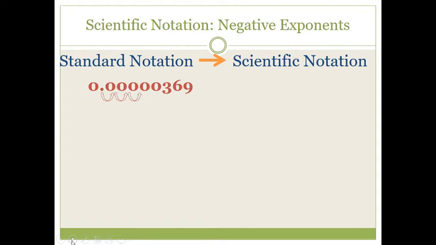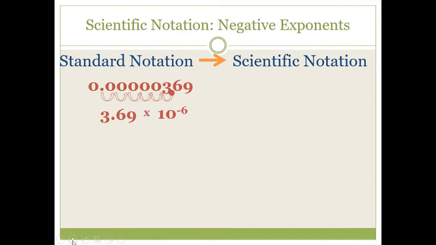So in this case, I still need a number that's between 1 and 10. That first number we write has to be between 1 and 10, absolute value-wise. So I move it until I get just one number to the left of the decimal. So notice how I stopped this time after the 3. I don't go after the 6 to the 9, right, because then I'd have 36.9. We can't have that. We have to have a number between 1 and 10. So I stop as soon as I have one non-zero digit to the left of the decimal. In this case, right there. And so we get 3.69.